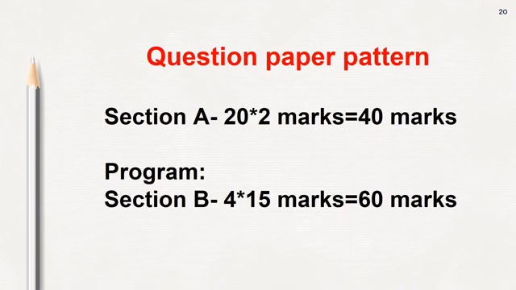We'll discuss the question paper pattern. It consists of two sections, section A and section B. In the first section, there will be 22 marks, that is 20 into 2, that is 40 marks. In section B, there will be 6 questions. All the questions are related to programs only. Each and every program is 15 marks. So you have to attempt 4 programs, that is 4 into 15, that is 60 marks. Totally 100 marks paper. All the best children, do it well.